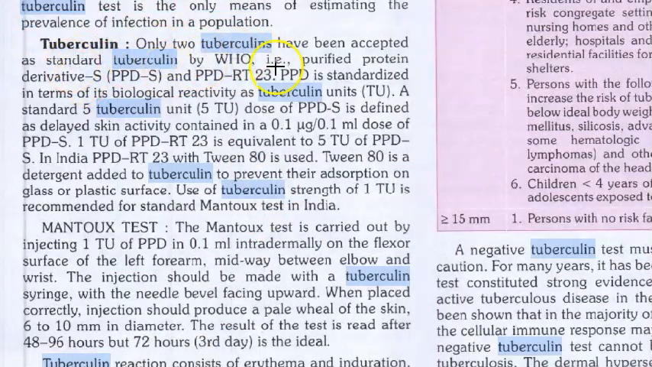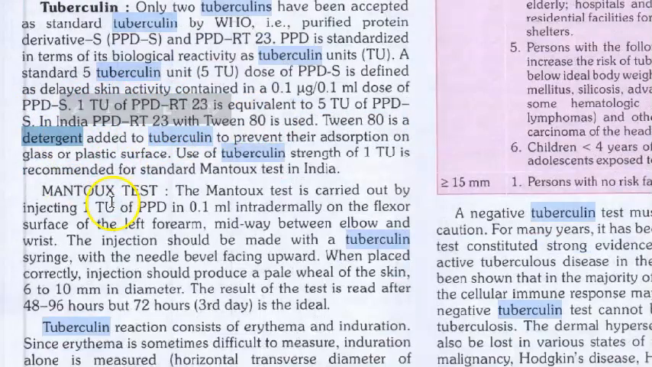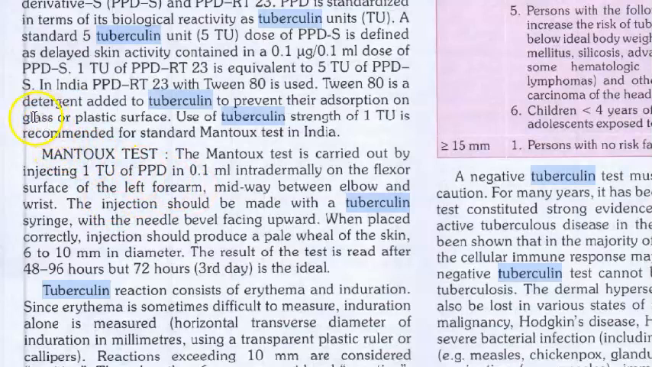Tuberculin, there are two types, you can see here. Purified protein derivative S is there and purified protein derivative RT23 is there. Basically, what they are saying here is 1 TU tuberculin unit of this is equivalent to 5 tuberculin units of S. In India, they are giving this RT23, so they will be giving you only 1 tuberculin unit, along with Tween 80, which is a detergent. Wow, they're adding detergent so that it doesn't absorb on glass or plastic surface, okay? So they're giving you 1 TU of PPD RT23, it looks like, in India, okay?